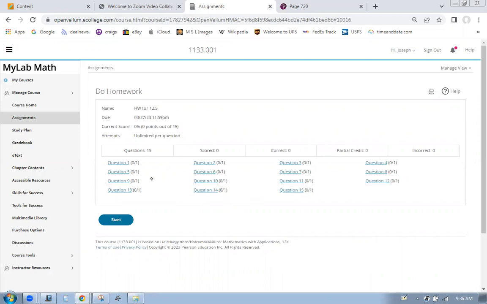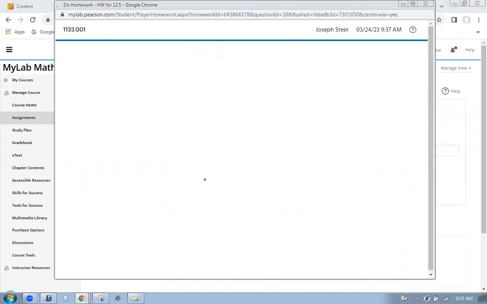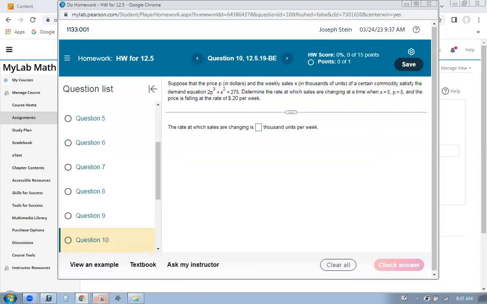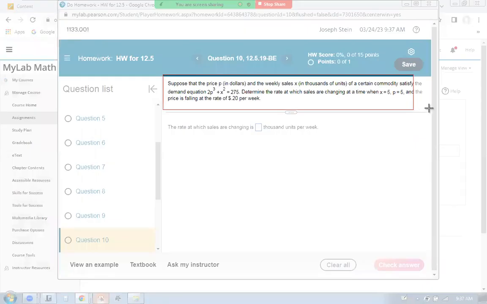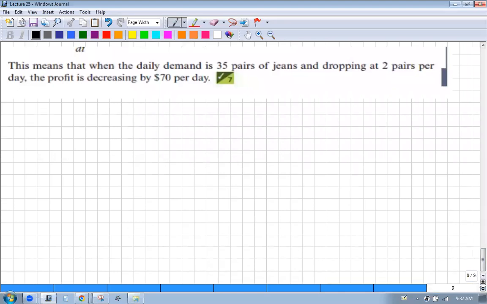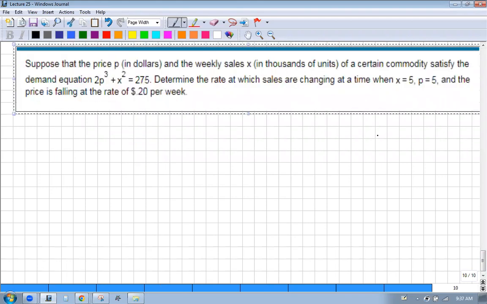Why are these all out of order? Oh, I see. It's like 159. I'll pick one at random here. Let's look at number 10. All right. This is number 10 on your homework.